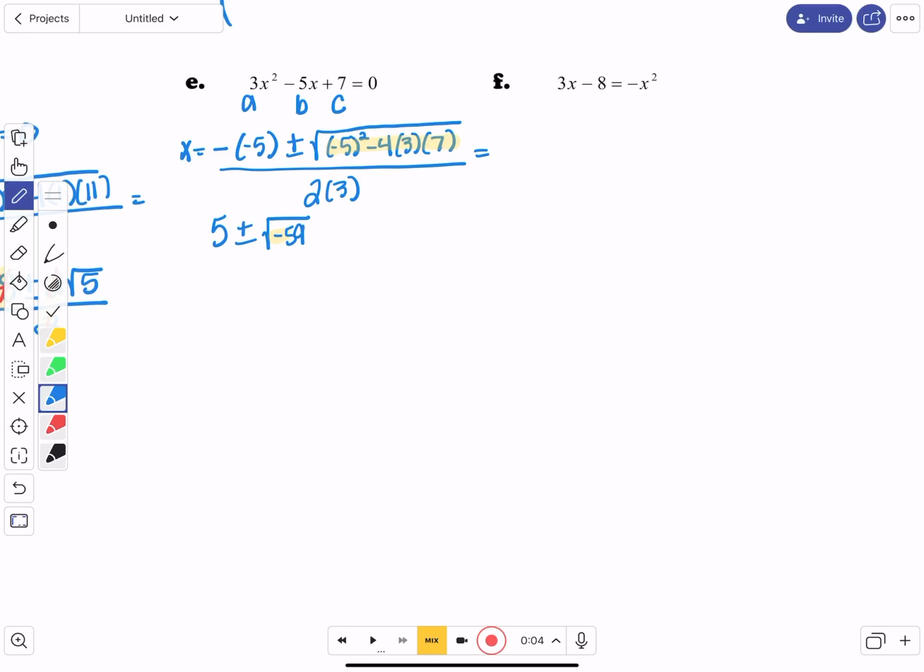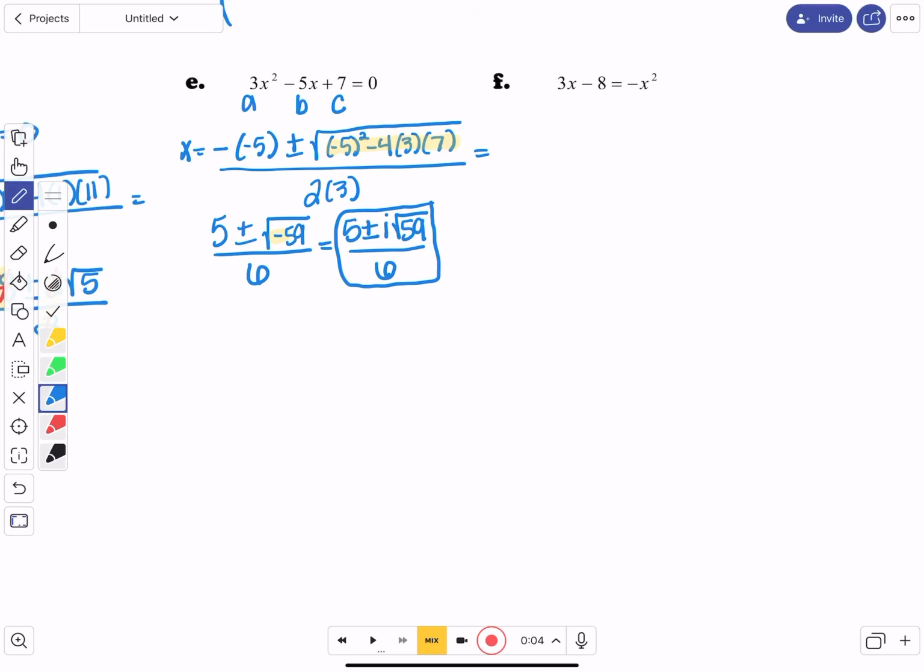All we can do is pull the negative out. So 2 times 3 is going to be 6, and the negative is going to turn into an i. So we got 5 plus or minus i square root of 59 over 6. And that's going to be your final answer for that one.